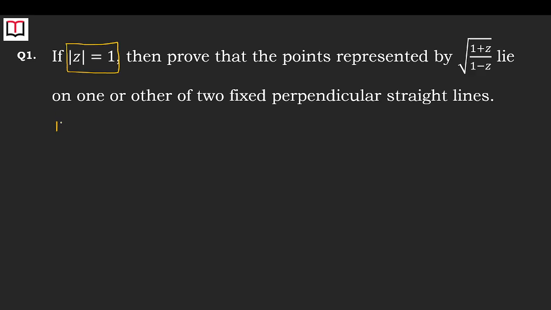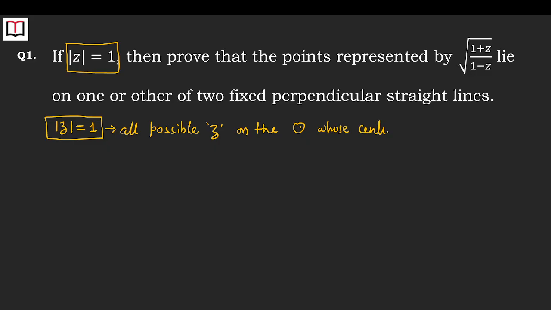First of all, we should be using whatever is given, or we should try to comprehend whatever information is being given to us. So mod of z is equal to 1 means all possible complex numbers z which lie on the circle whose center is the origin, 0 comma 0, and radius is 1. So a unit radius circle with center at the origin. I think all of us know it.